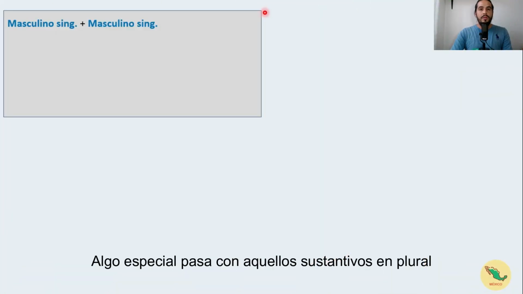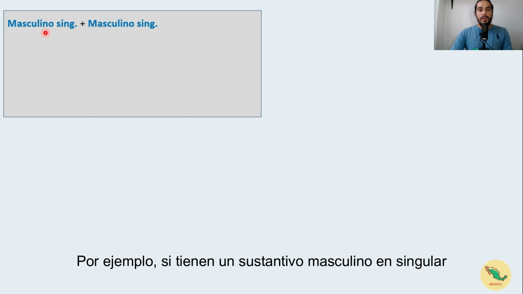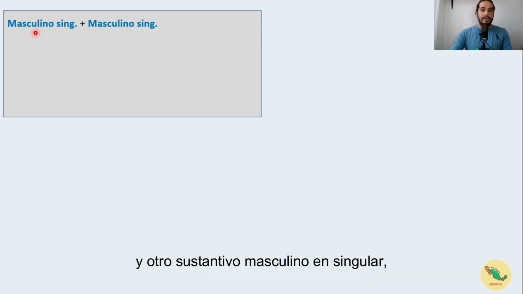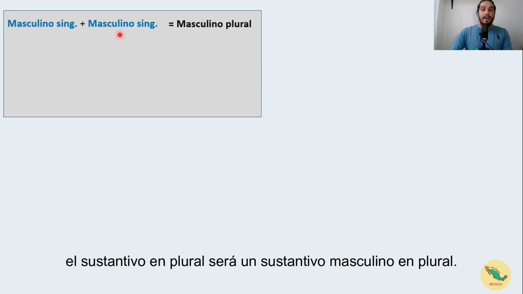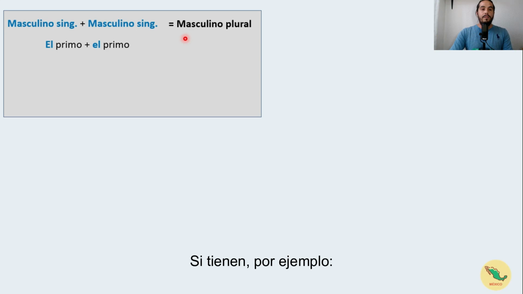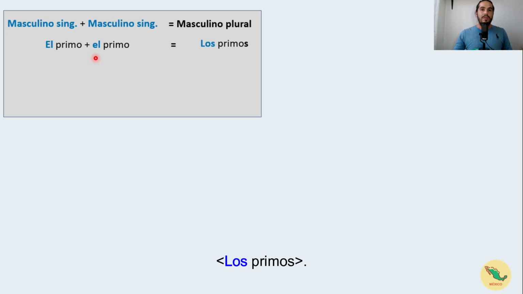Something special happens with those plural nouns that are made of the repetition of the same singular noun. For example, if you have a singular masculine noun and another singular masculine noun, and both singular nouns are the same noun, the plural noun will be a plural masculine noun. If you have, for example, el primo and el primo, if you want to talk about them as a group, you will call them los primos.